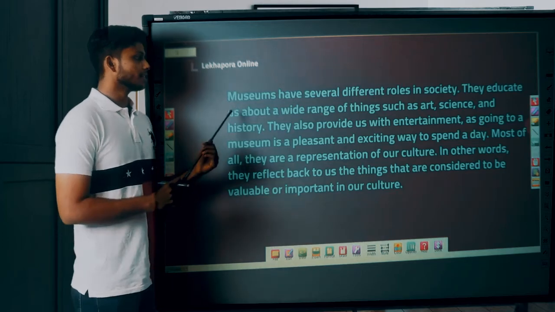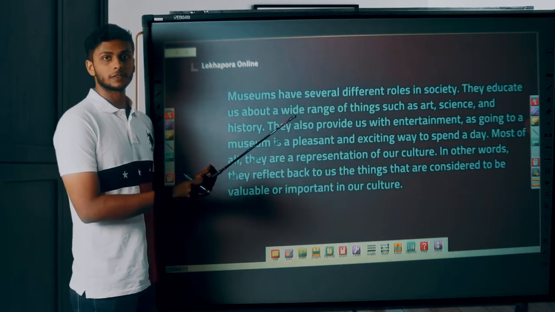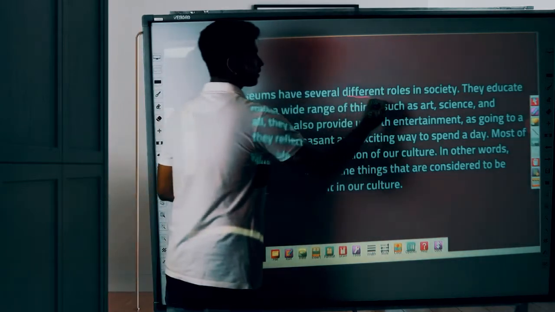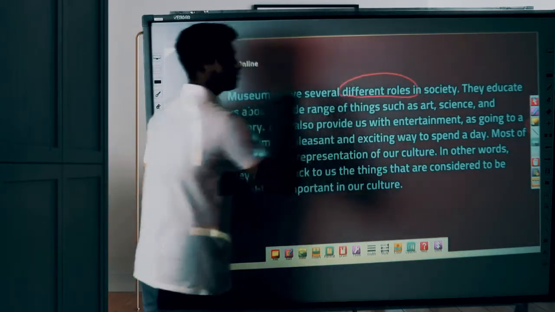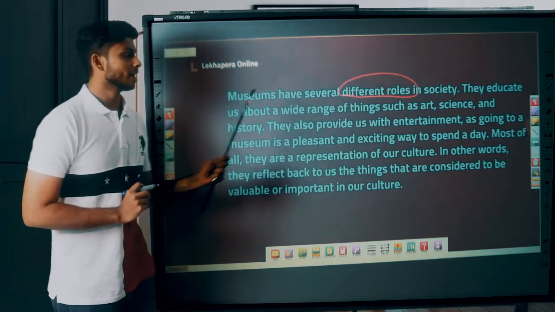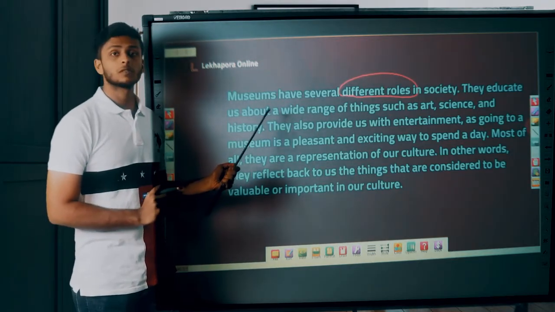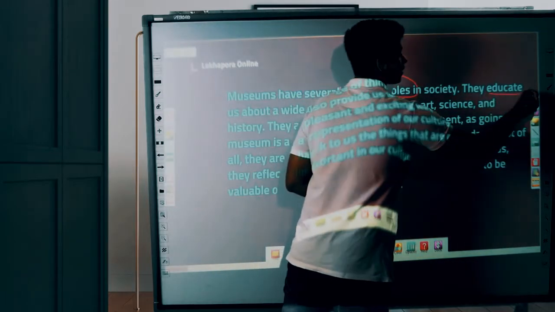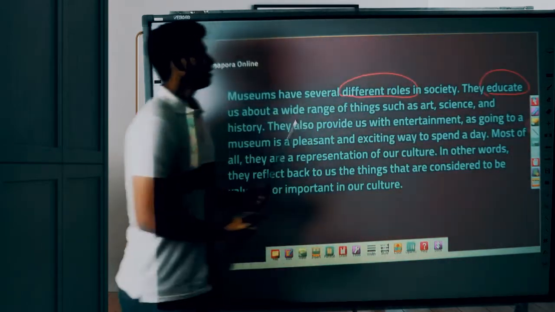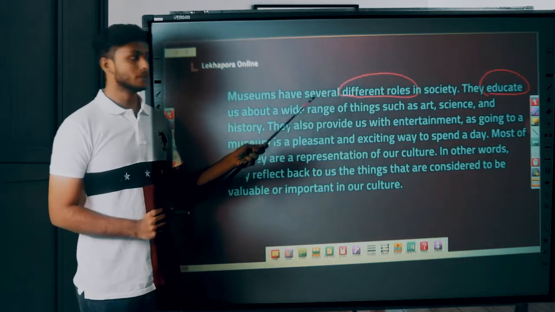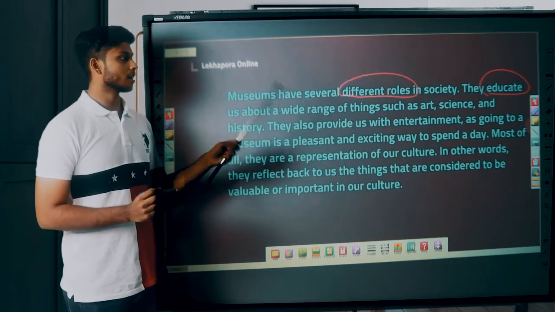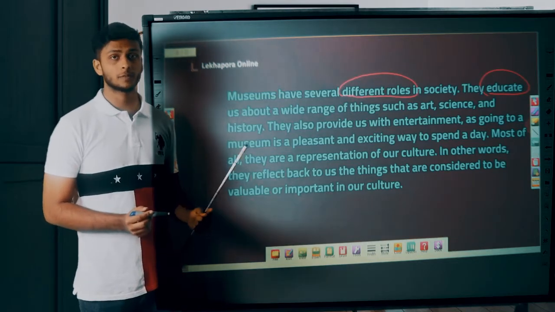Firstly, I said that museums have several different roles in society. So different roles, this is the general idea. Then I say they educate us about a wide range of things. So educate is the first supporting detail. I say different roles, this is the main point. Then educate us about a wide range of things such as art, science, and history. This is the first supporting detail.